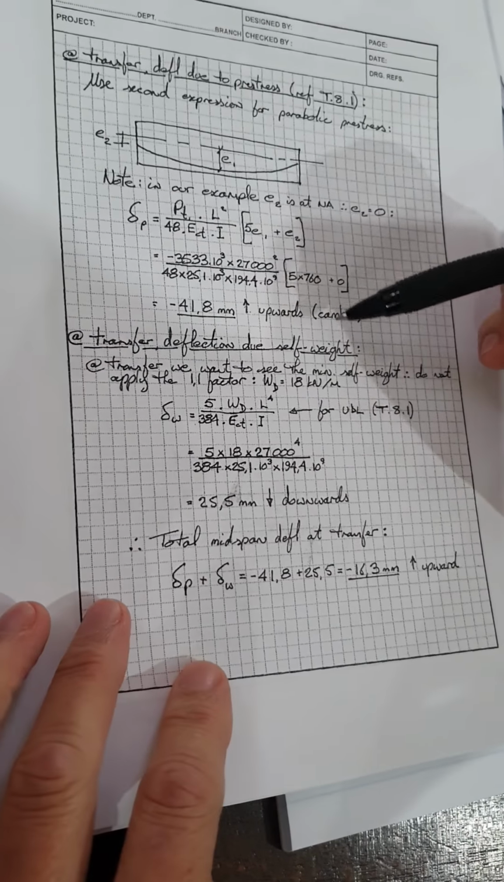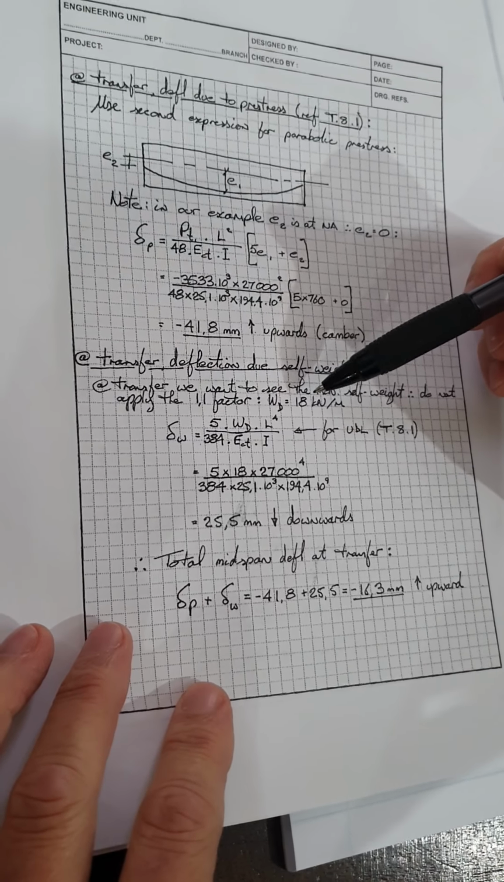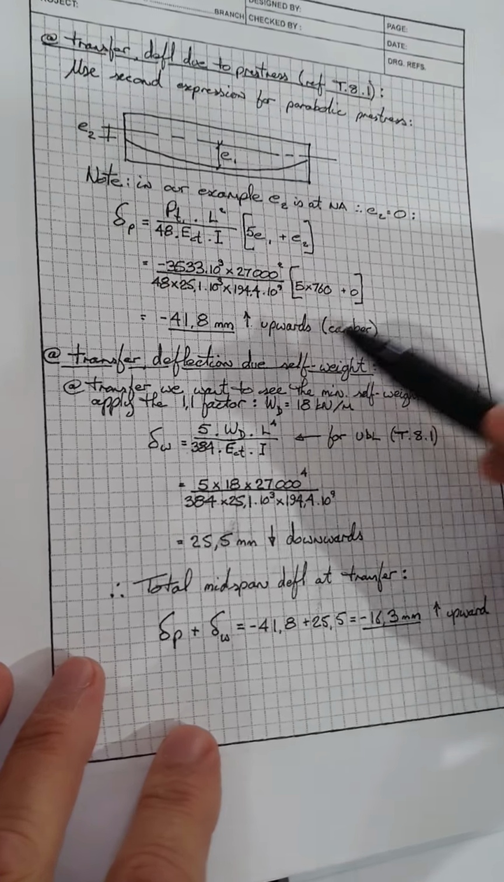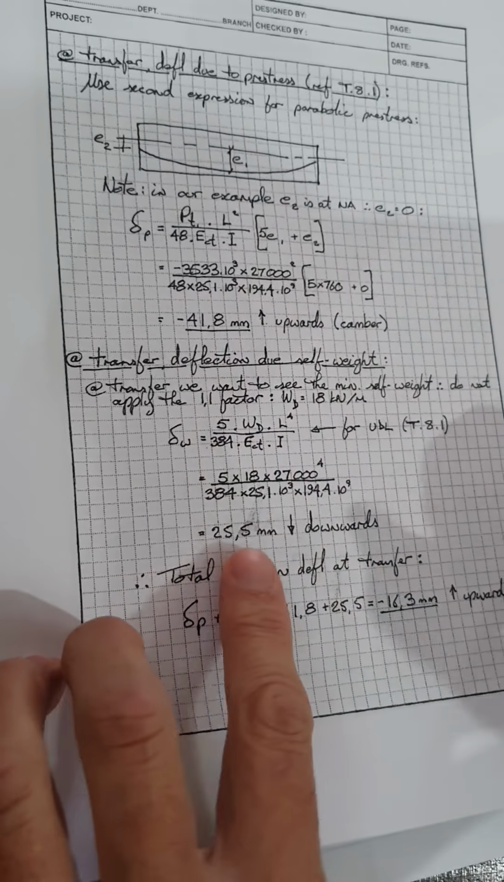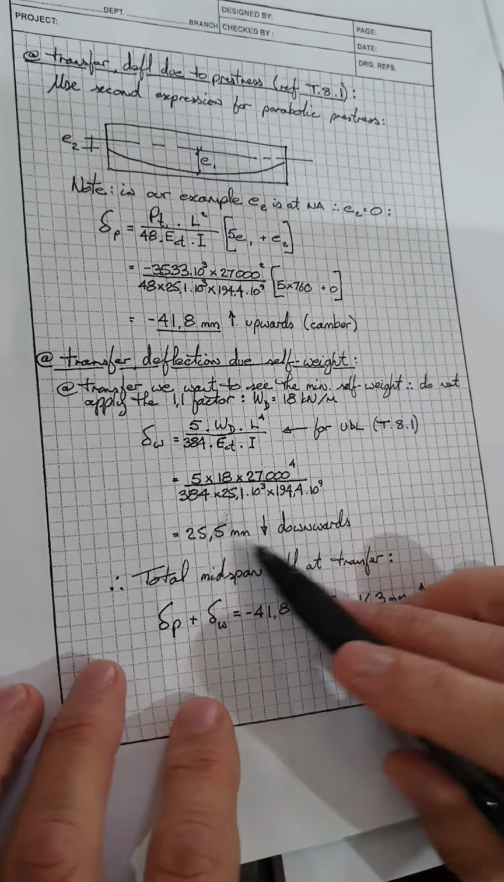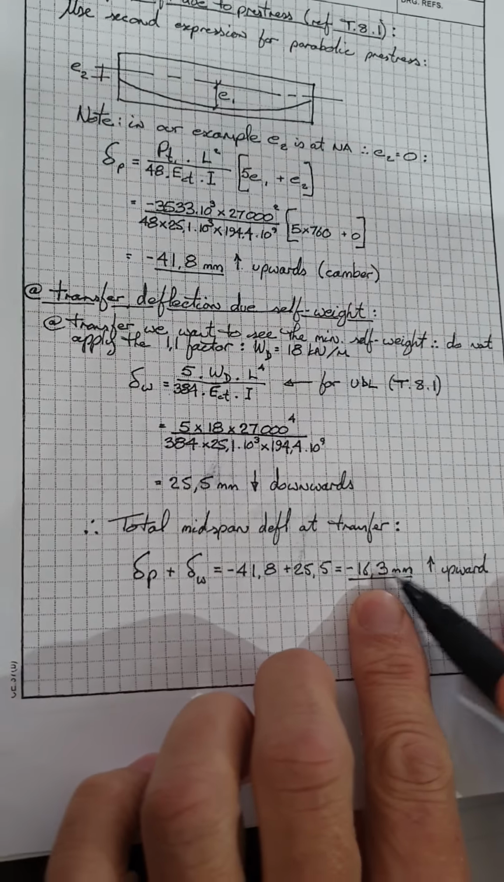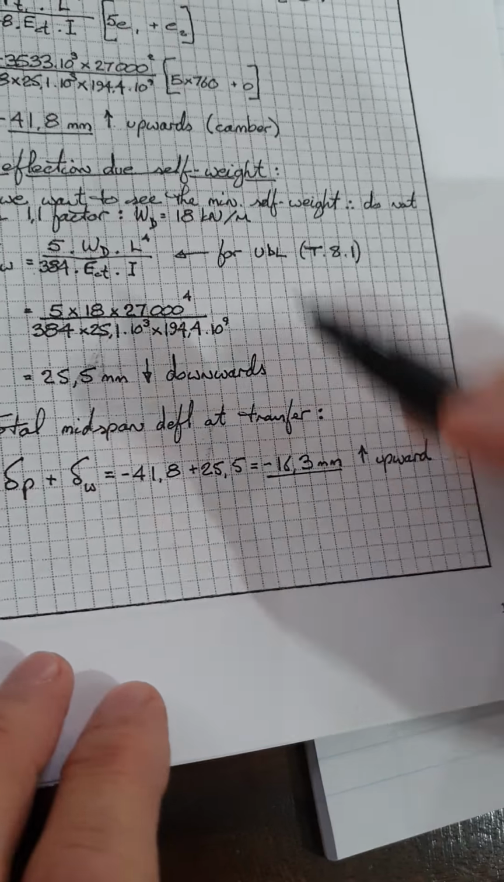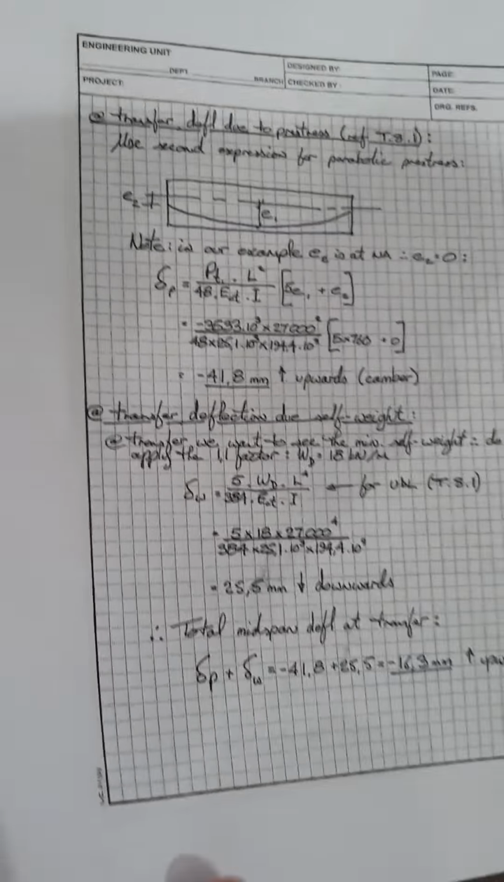And then transfer deflection due to self-weight. Obviously, we've got the very minimal self-weight that we're going to be using. So in this example, you can see that your upward deflection due to pre-stress is almost 42 millimeters, and downwards from the self-weight is only 26 or so. So it leaves us a net upward deflection in this particular instance of 16 millimeters. I'm expecting something similar might happen with your project as well.